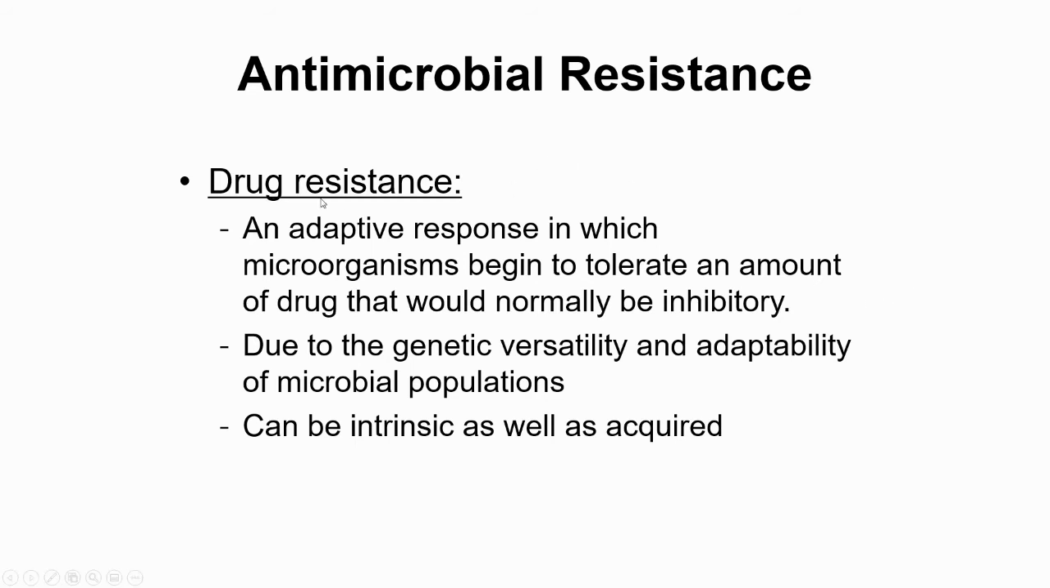So adaptation in biology means somebody has the right genetics that allow them to somehow tolerate this amount of a drug that would normally inhibit or kill them. So it's due to genetic versatility and adaptability. Adaptability happens over time, over generations, as we pass on mutations and the numbers with that changed genome increase. I can't say, oh, I want to be resistant to this antibiotic. Here, look, this antibiotic's all around me. Let me change my genes so I'm resistant.